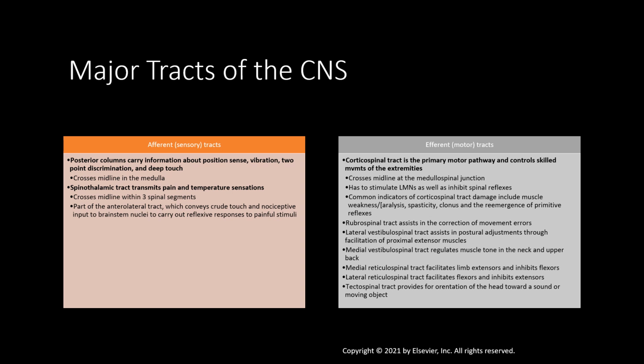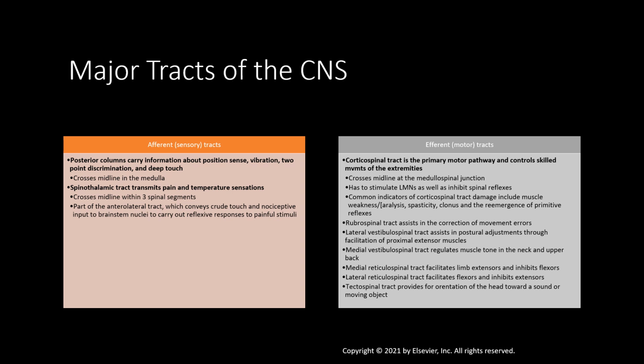So the posterior columns carry information about position sense, which is going to be our proprioception, vibration, two-point discrimination, and deep touch. And it crosses midline in the medulla. So that's important to pay attention to, especially when we get into spinal cord injuries, because the level of injury indicates whether there's motor or sensory loss and which side of the body that's on. And that's based off of where these tracts cross midline.